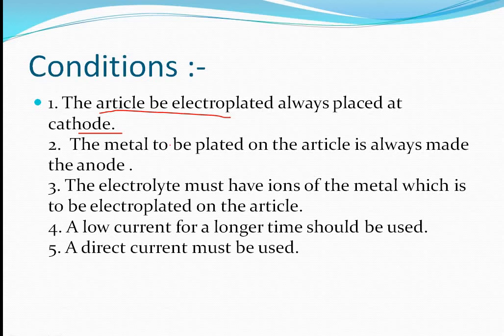The second thing is that the metal to be plated on the article is always placed at the anode. The metal which is to be electroplated must be present at the anode. For example, if we want silver, then silver must be present at the anode, because at the anode the process of oxidation will occur and the silver metal will be released there.